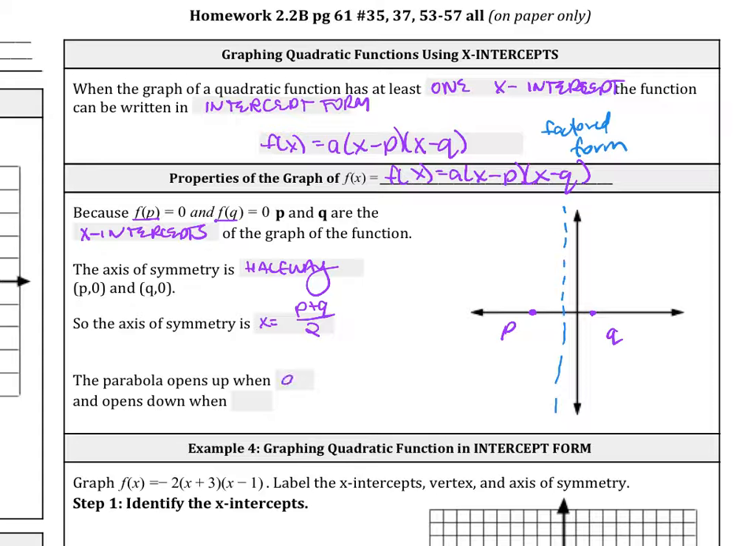The parabola opens up, we know this from just previously, when a is greater than 0, and opens down when a is less than 0. So I graph this parabola. Okay, so here are our x-intercepts. Once you see this factored form, intercept form, just plot the x-intercepts and then find the halfway point. You can usually count it. So the axis of symmetry here is x equals p plus q over 2. So this is our axis of symmetry.